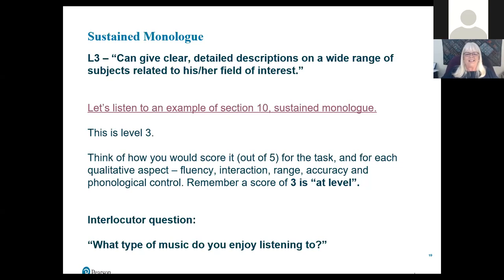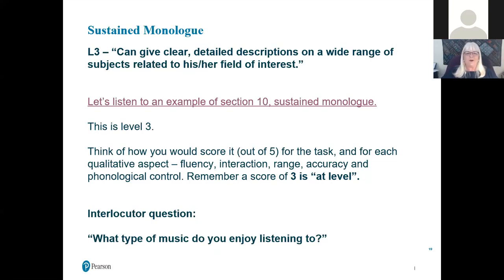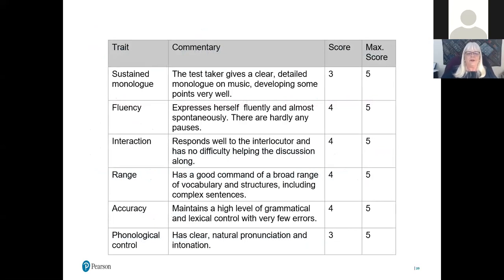Okay, so that's the end of that full sustained monologue. And here we have the scores for you. So compare what you gave her with the scores that you have in front of you. This is a very strong candidate for level 3. As you can see, for sustained monologue, she was judged to be at level 3. She gives a clear, detailed monologue on music, developing some of her points very well. And if we look at the other end, at phonological control, she also achieved a 3 for that, because she has clear natural pronunciation and intonation, which is the exact descriptor for phonological control at level 3.